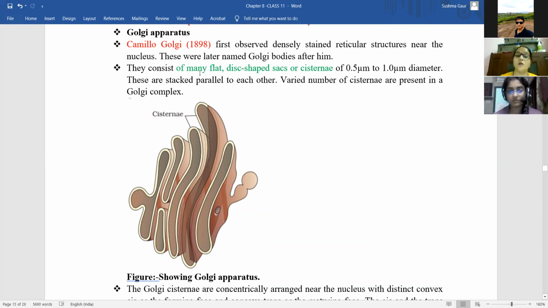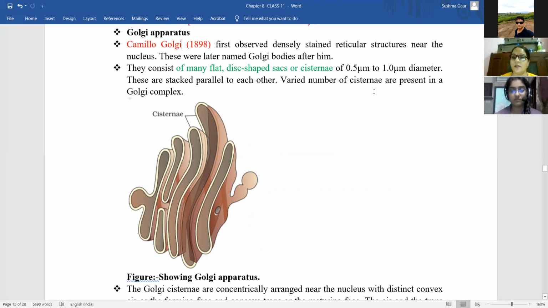Okay. And what are the different features or different body parts of this Golgi? So they consist of many flat disc-shaped sacs known as cisternae. These are quite similar to the cisternae in the endoplasmic reticulum. The size is about 0.5 micrometer to 1.0 micrometer in diameter, means in width. And they are stacked parallel to each other, whereas in case of endoplasmic reticulum, they are quite different. They are not stacked together.